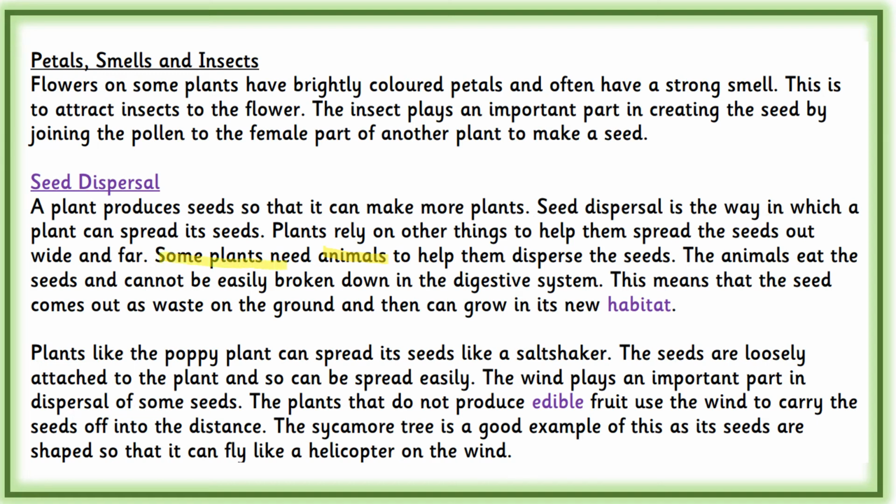Some plants need animals to help them disperse the seeds. The animals eat the seeds and cannot be easily broken down in the digestive system. This means that the seed comes out as waste on the ground and then can grow in its new habitat. Do you think that's just answered our question? I think it has. So, can animals disperse seeds? Yes, but how is it done?